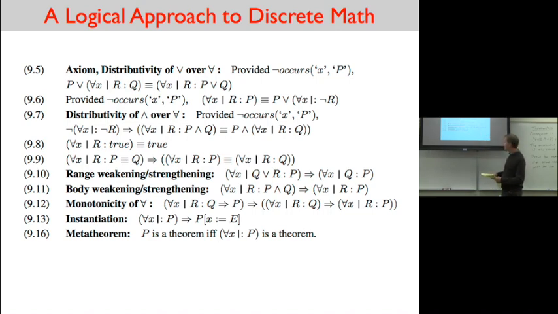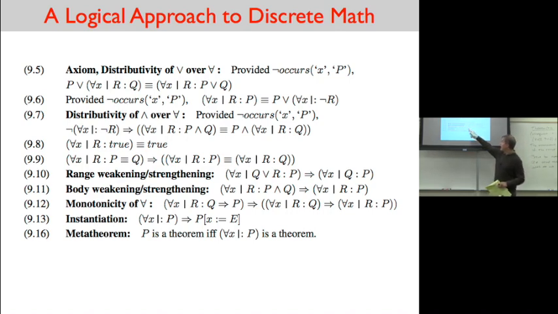9.11, this is one of those where we're starting a new topic and you're going to have a bunch of proofs to do. So you've got a lot of work for next time. 9.11 is another one you're going to do for your homework. Body weakening strengthening. What does this say? We can weaken and strengthen.